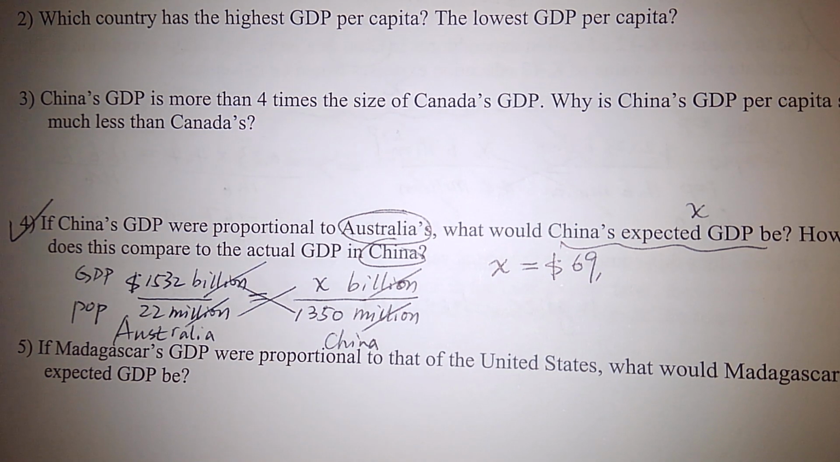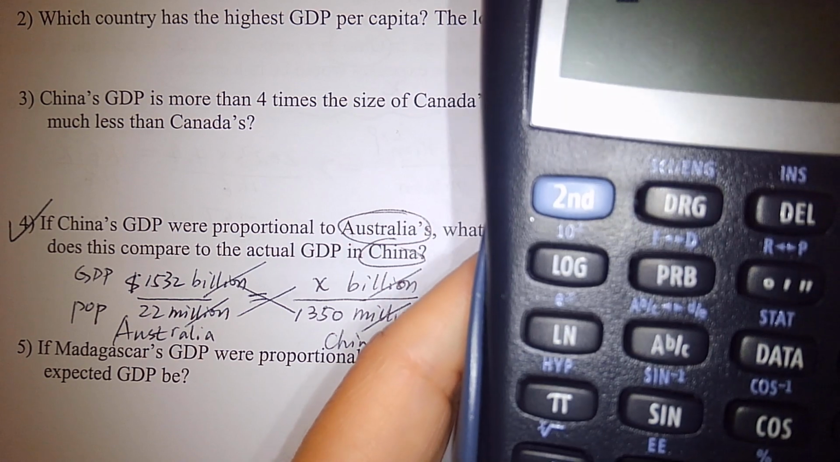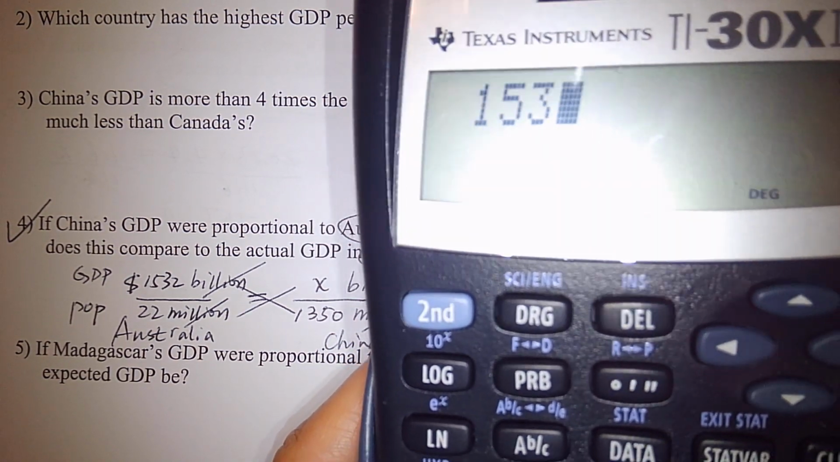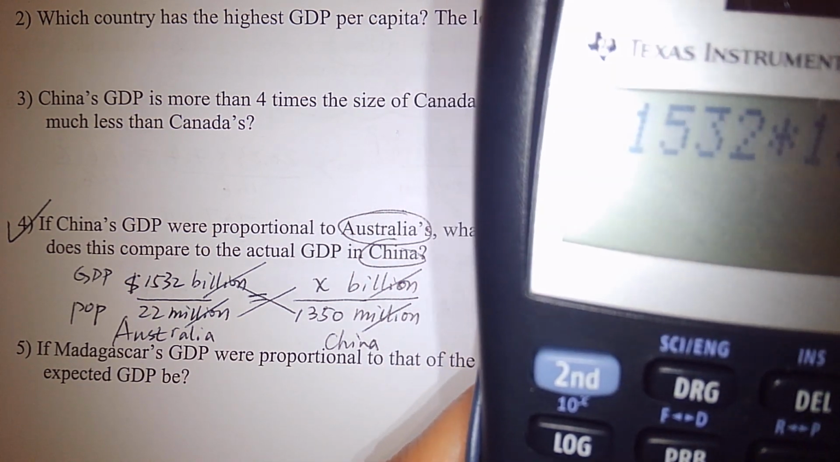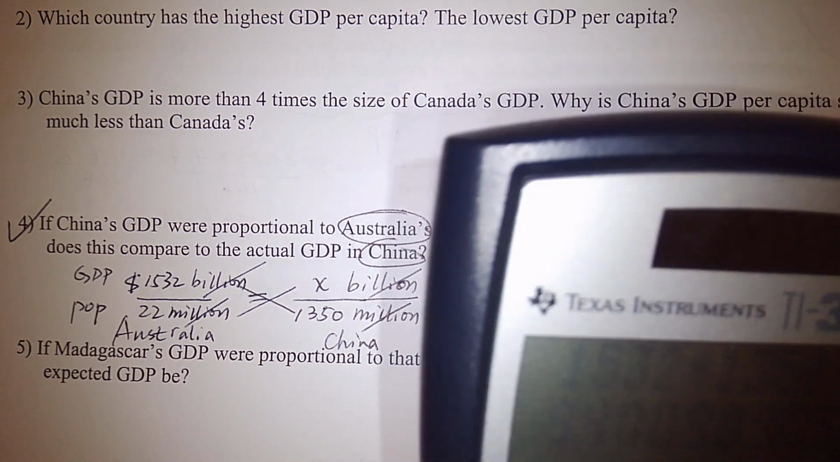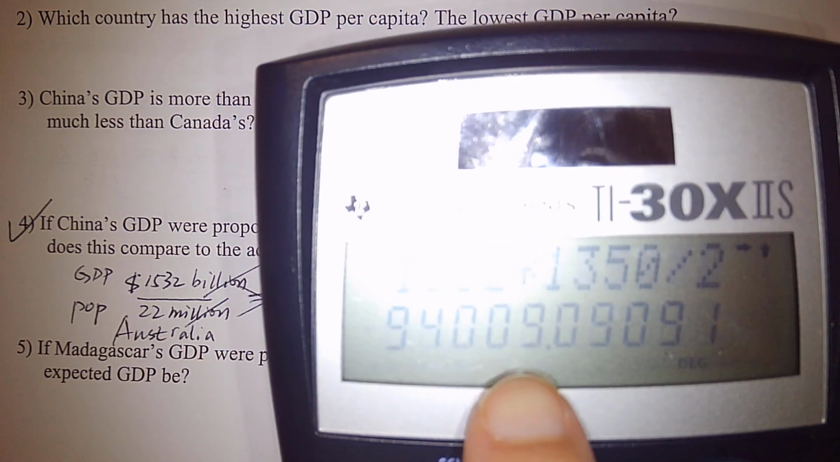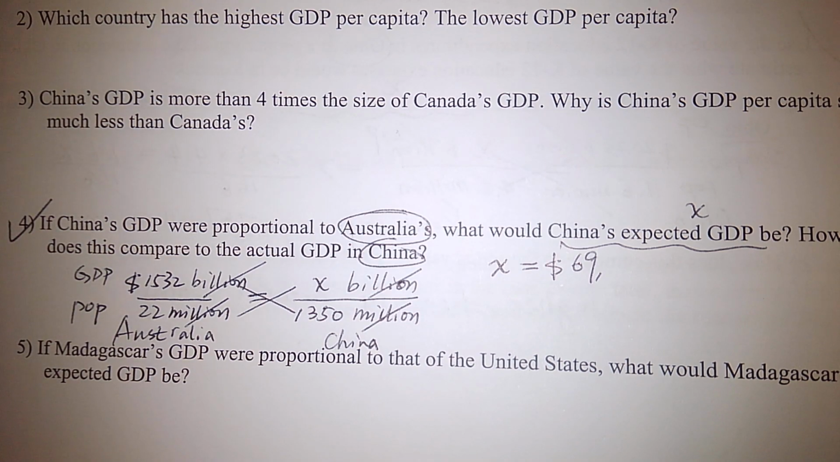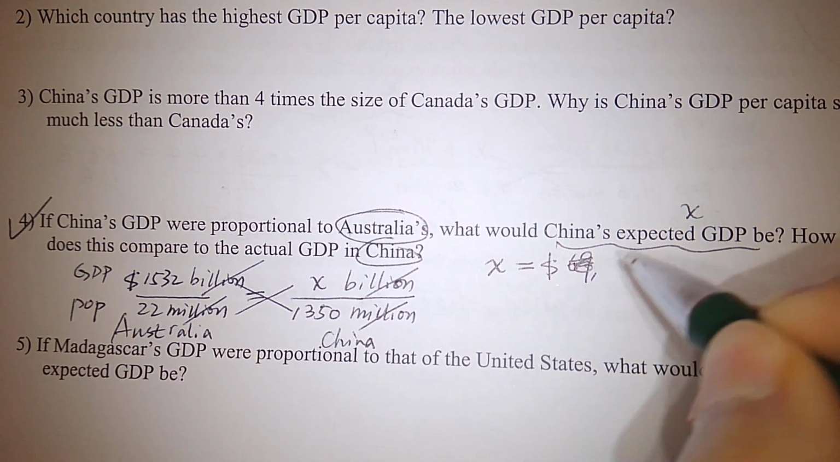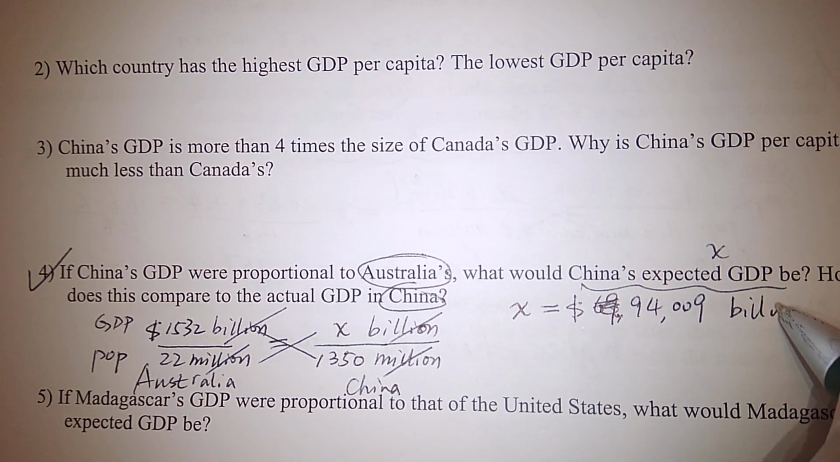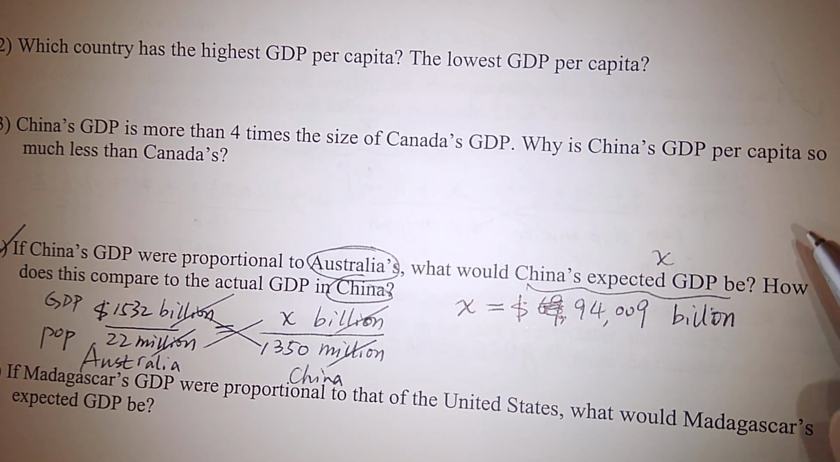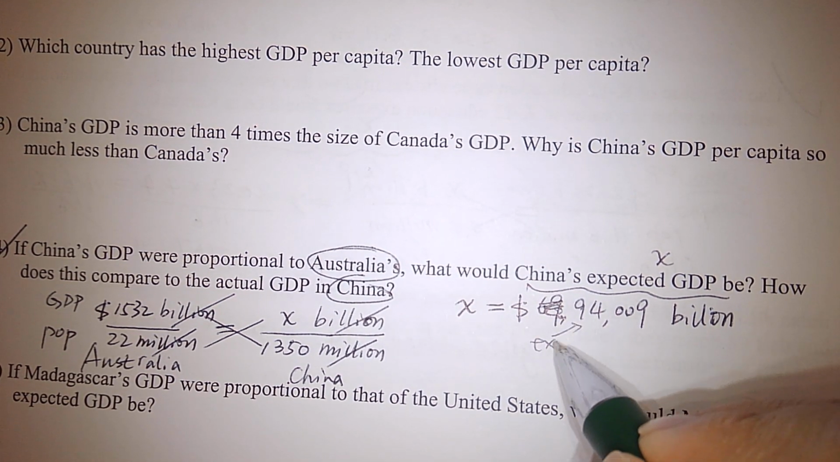Yeah, that's not what I got. You got what? Yeah, I got 94, okay. 94, yeah, you may be right. 1532 times 1350, and divide by 22. 94 and 9, right? You're right. 6. So $94,009 billion, okay?